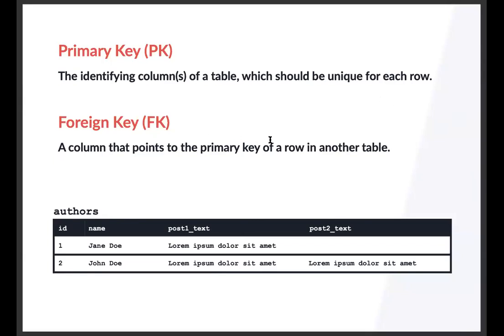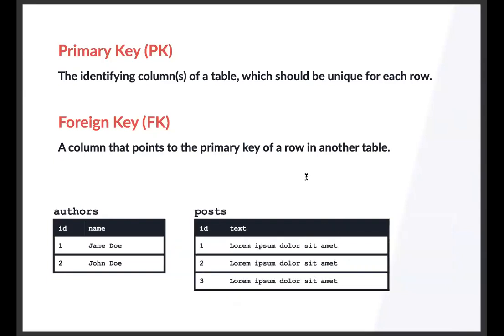But this approach has problems, obviously. Mainly, it just wouldn't be very scalable, right? Since you'd be essentially limiting the number of posts that an author could have by the number of columns that you had. So this is no good. Instead, we'd want the posts to be in their own table, right? So you'd split that up into two tables. You'd have an authors table, a posts table.